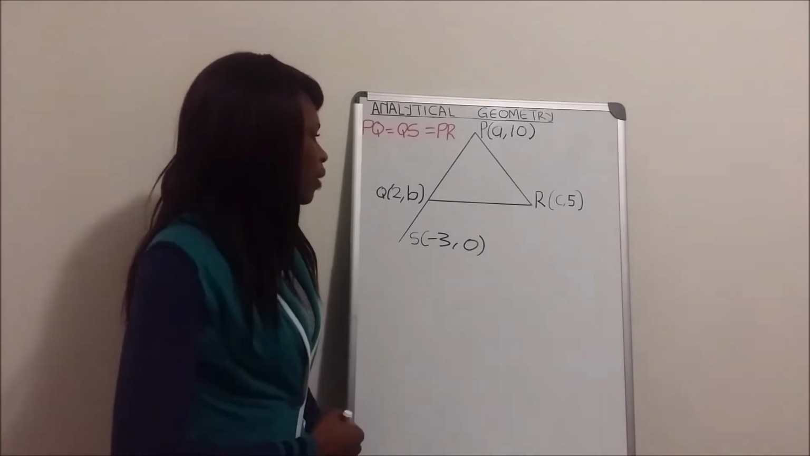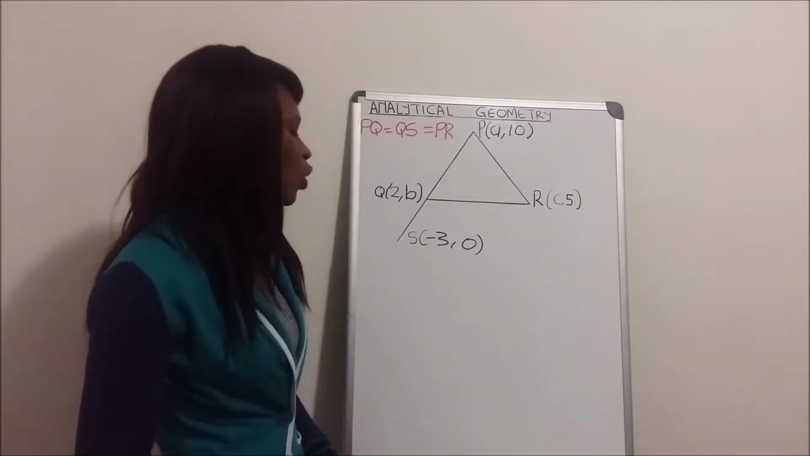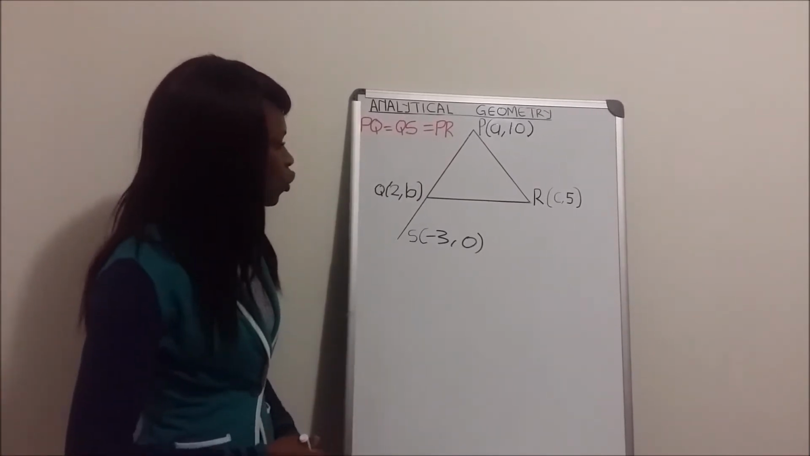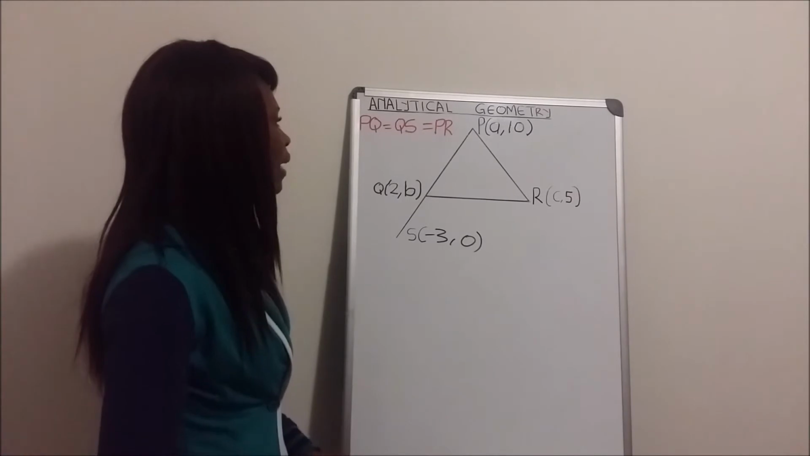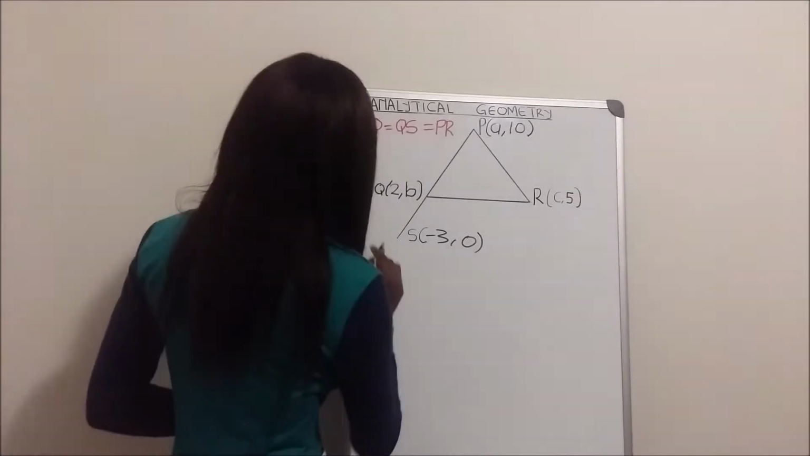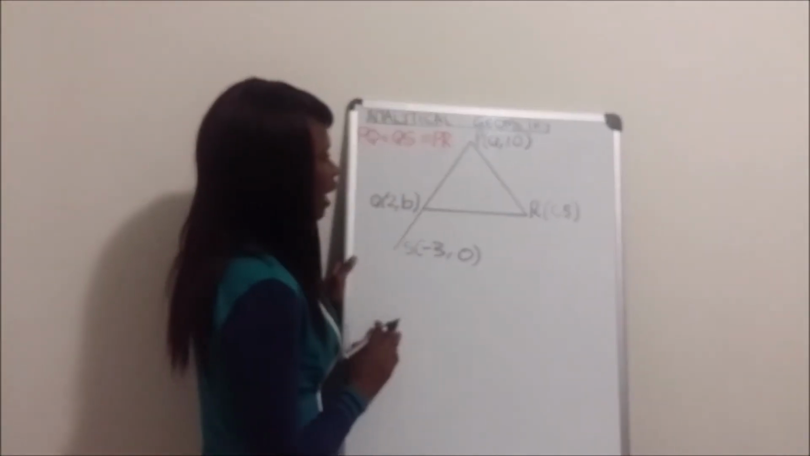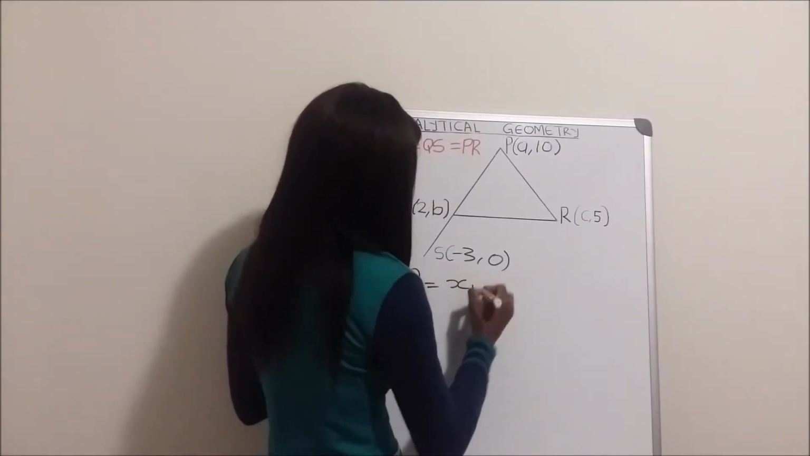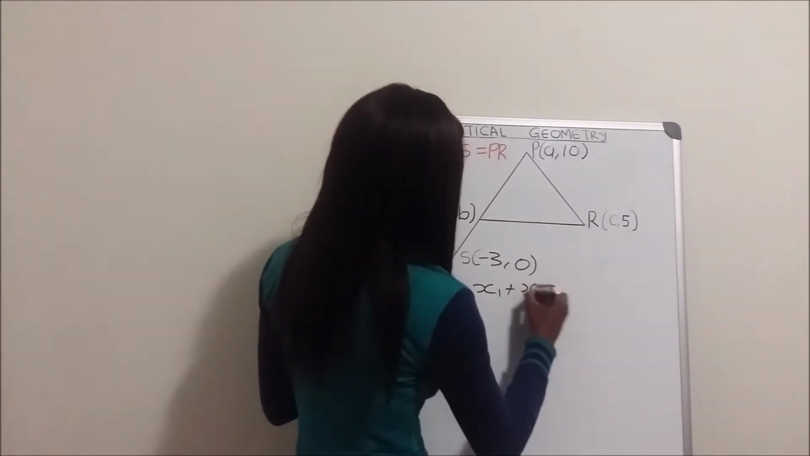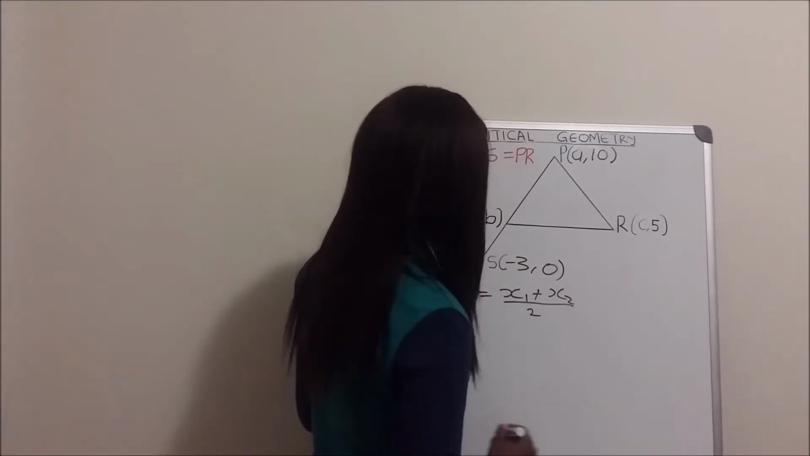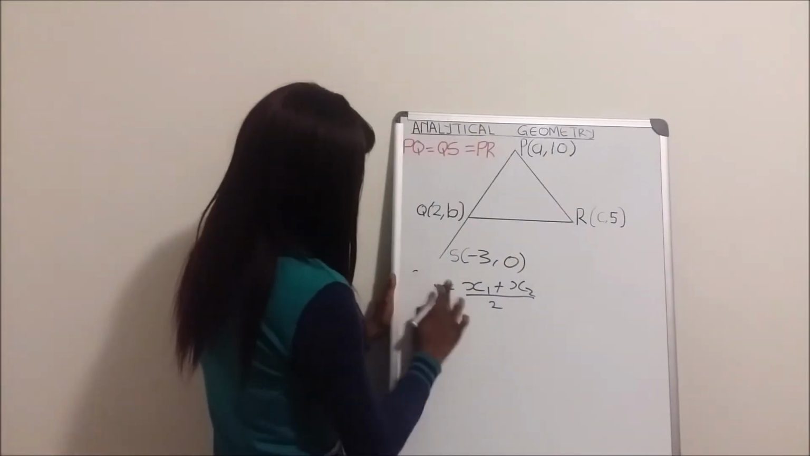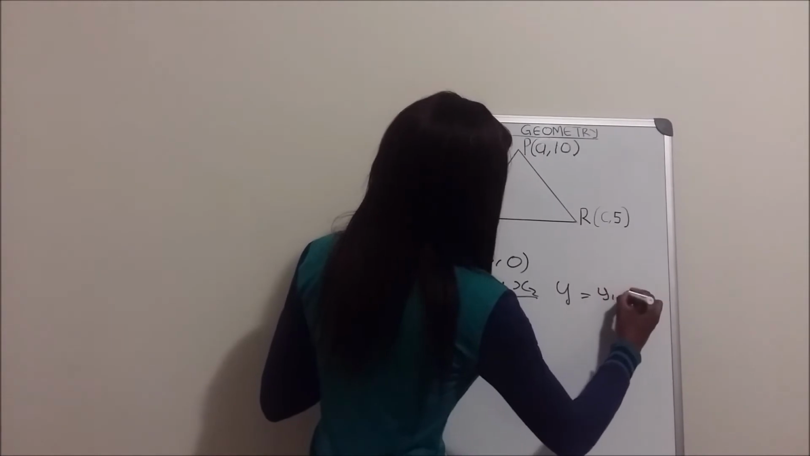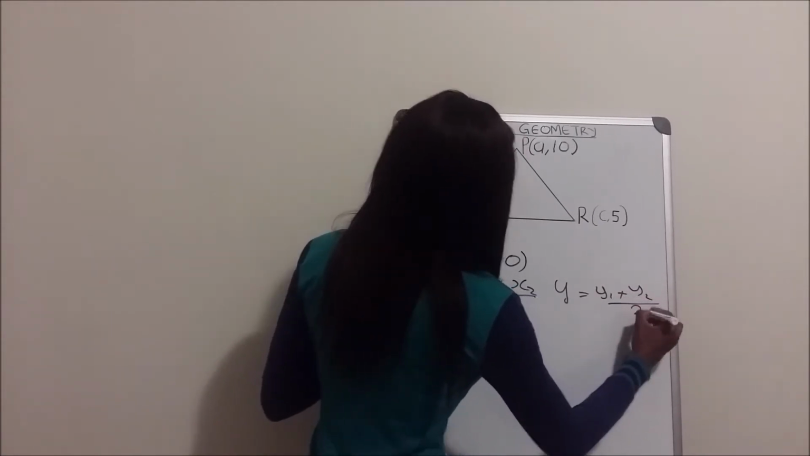As they've already mentioned, PQ is produced its own length up to point S. That means that the point Q is the midpoint of line PS. Using the midpoint formula, M is equal to x1 plus x2 divided by 2 for x, and for y, it is y1 plus y2 divided by 2.